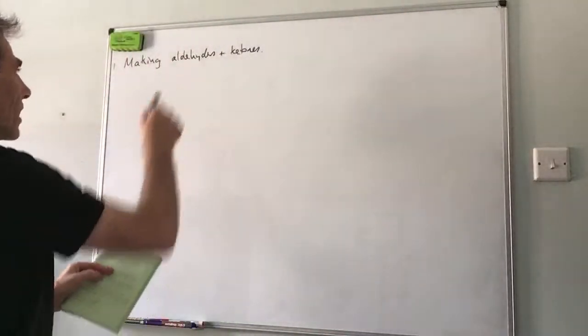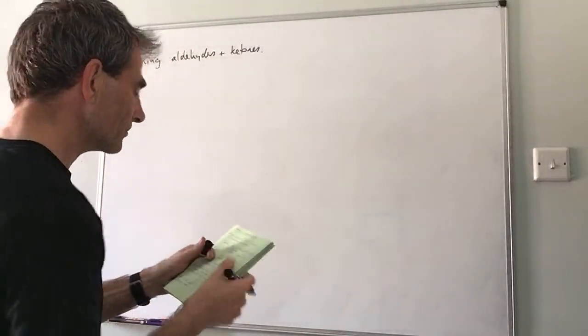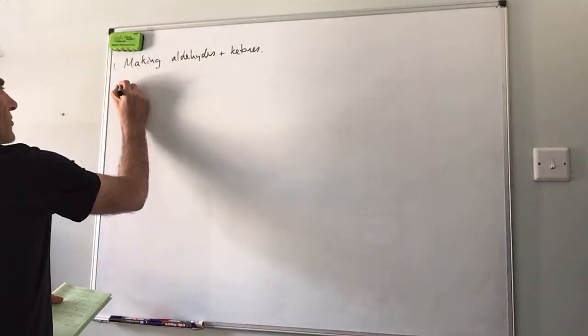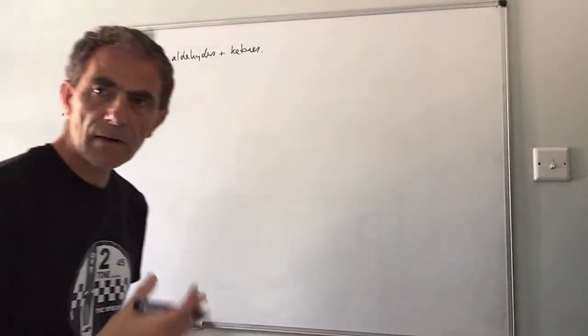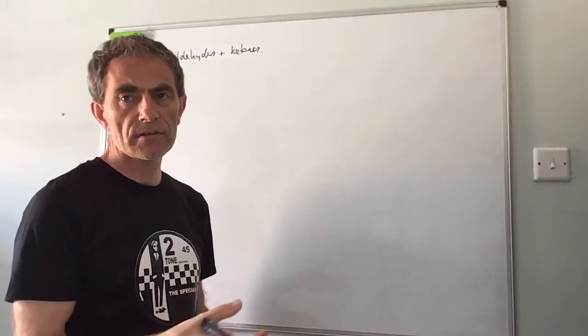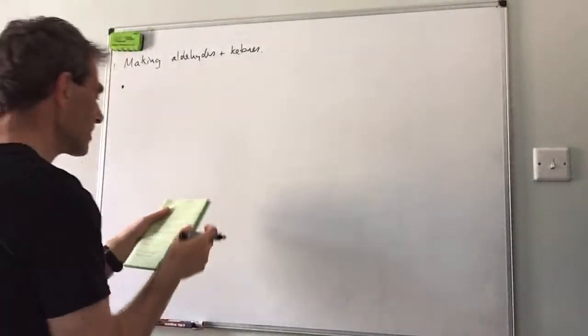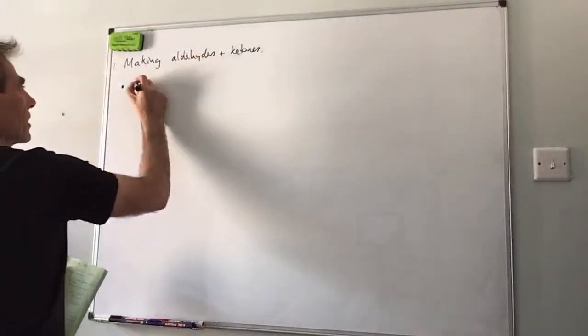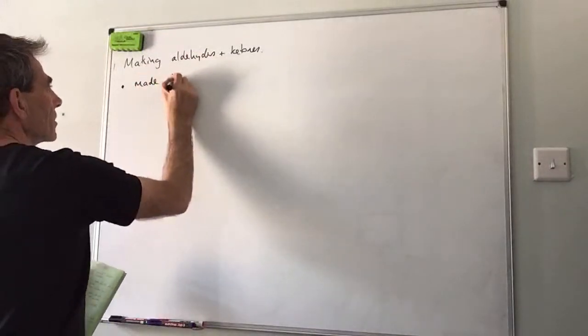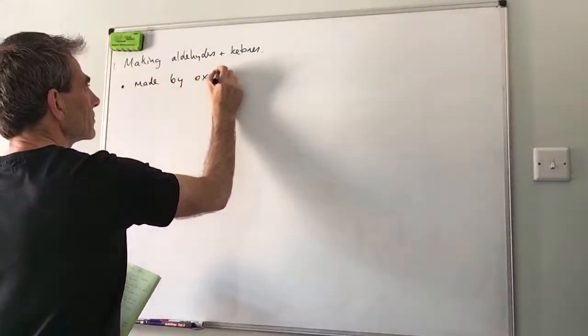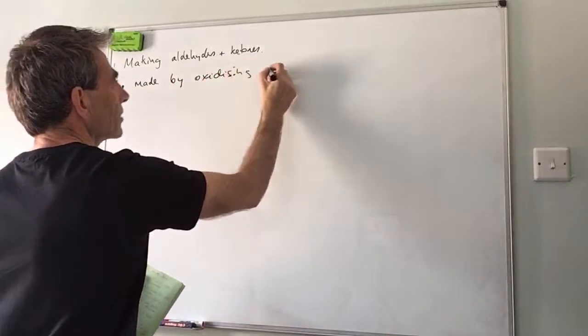Okay, so making aldehydes and ketones first of all. I'm just going to treat this as if I was revising with my own students in college. So we're just going to go through the essentials. Aldehydes and ketones are made by oxidizing alcohols.